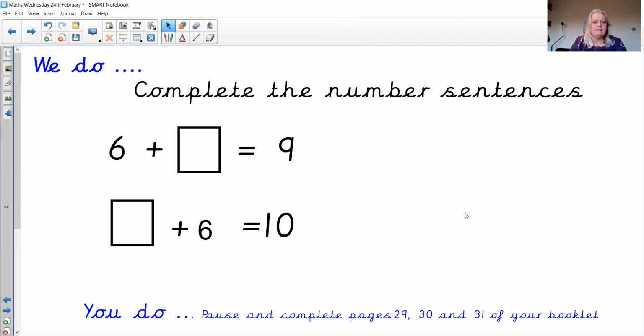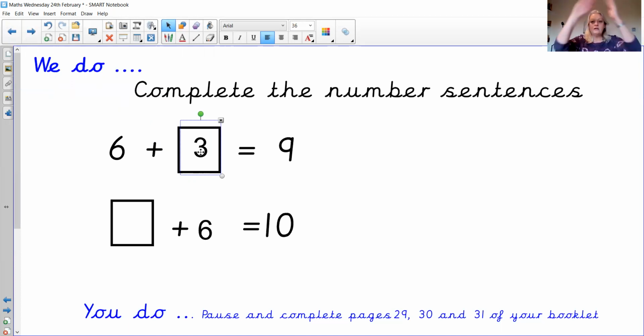I'm going to say, right, my part is 6 and I have to add something to get to 9. So I pop 6 in my head and I'm going to count on 6, 7, 8, 9. How many did I count on? I counted on 3 more. That's right. Put my 3. So my calculation reads 6 add 3 is equal to my whole number 9.